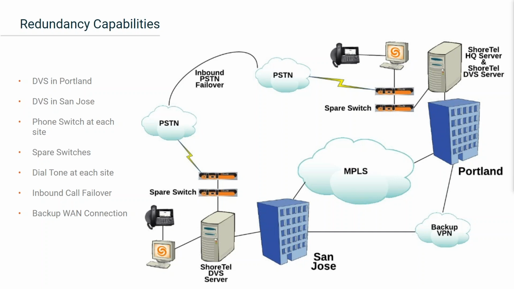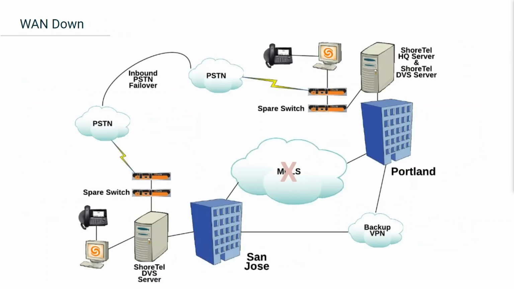All right, so let's hop over. Our first scenario is we lose our WAN connection between 2 sites. Maybe we have some fiber that's cut by the carrier, or we have a power outage somewhere in between our San Jose and Portland sites. Main MPLS goes down. So when the MPLS goes down, we lose extension to extension calling between sites. We lose syncing between the servers and the switches.